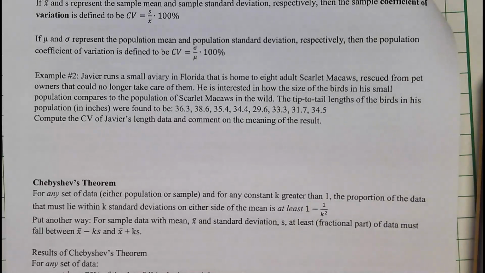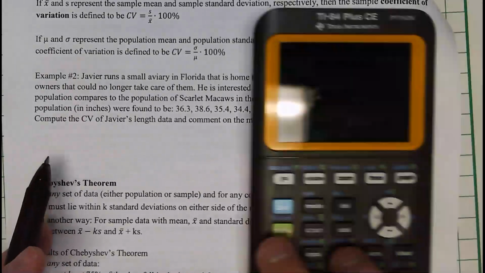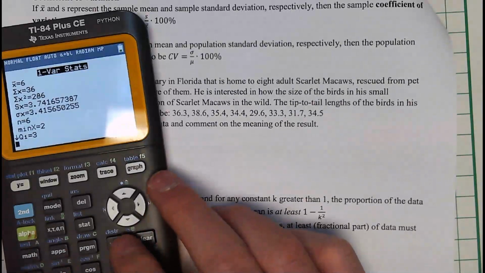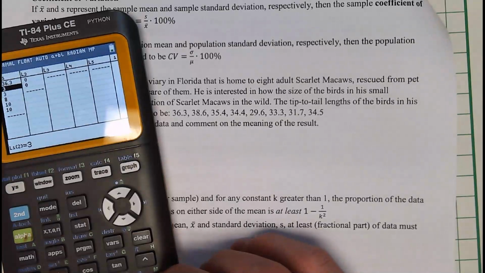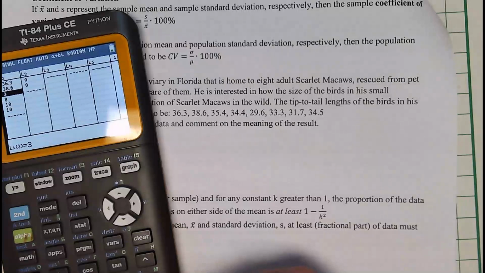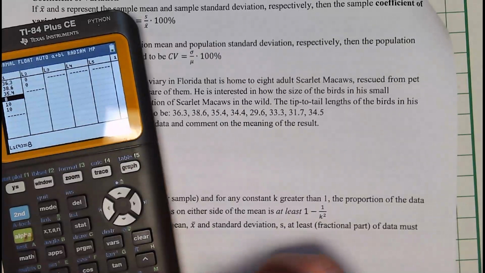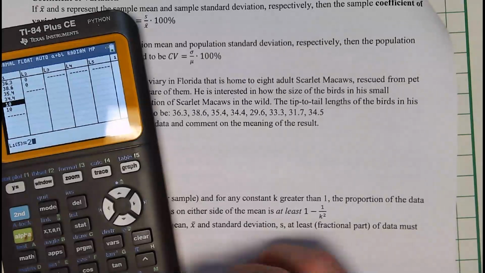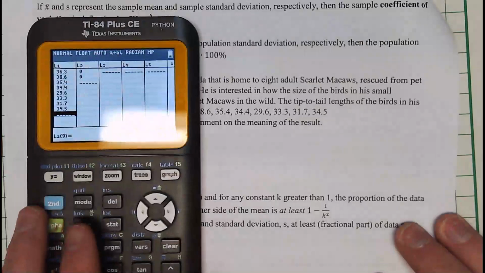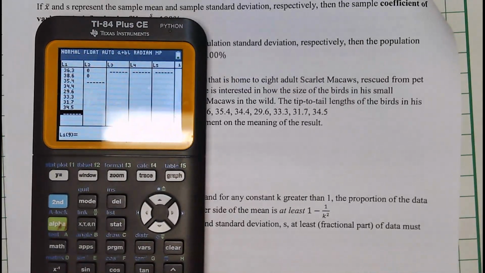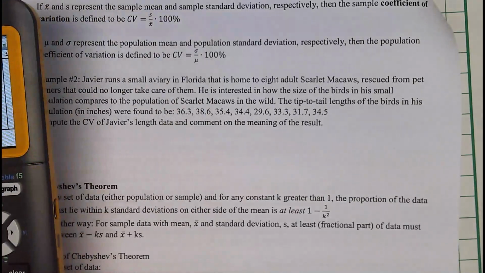Okay, so what I'm going to do is first, I'm just going to type this into my list. I'm not going to do this by hand. I'm going to go straight to the list. So 36.3, you could overwrite these, 38.6, 35.4, 34.4, 29.6, 33.3, 31.7, and 34.5. So there's your list there. I'm going to put that in the list, okay? All right.